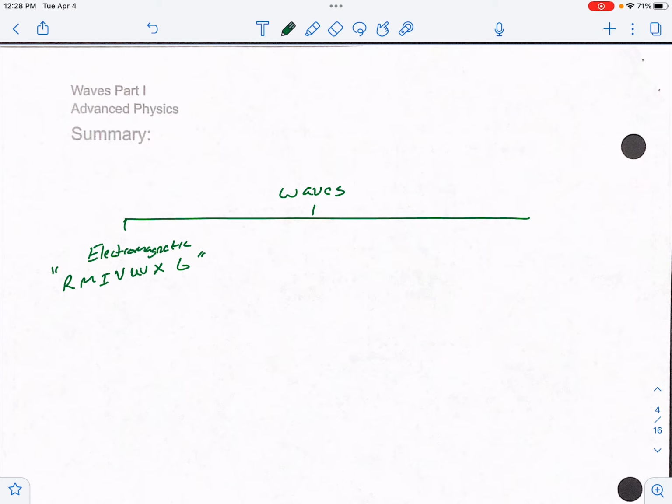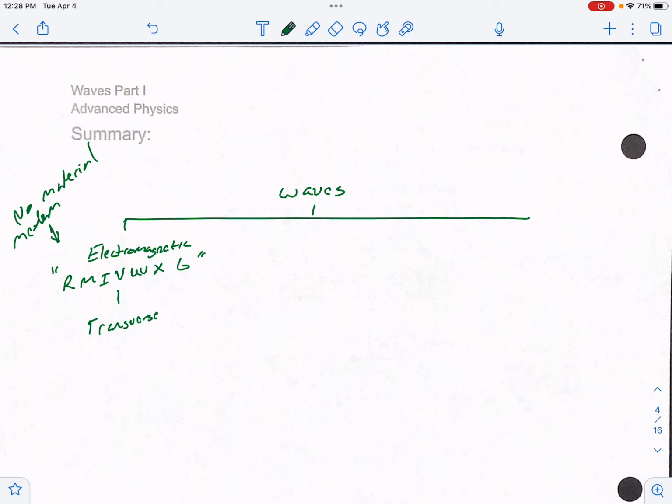Okay, now remember these do not require a medium, so no material medium. Okay, so they can travel through space and they're fine. Okay, these were considered transverse.